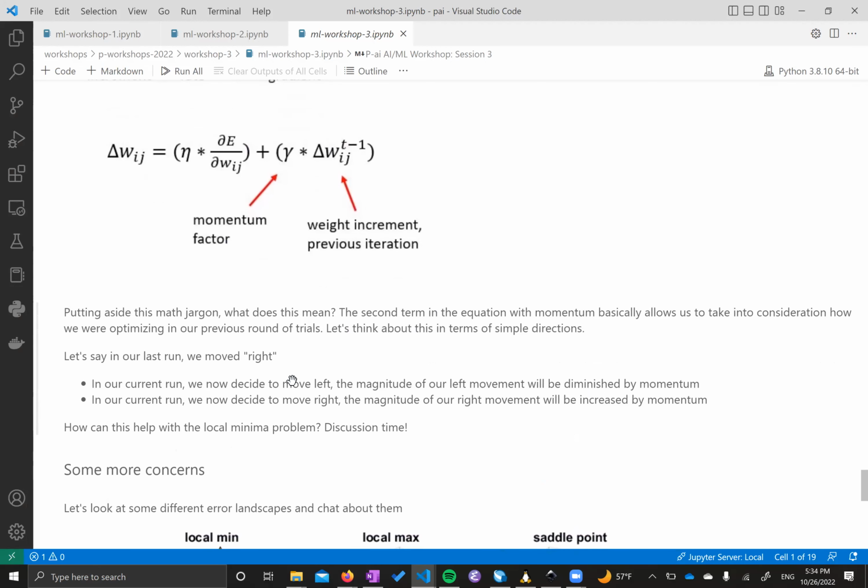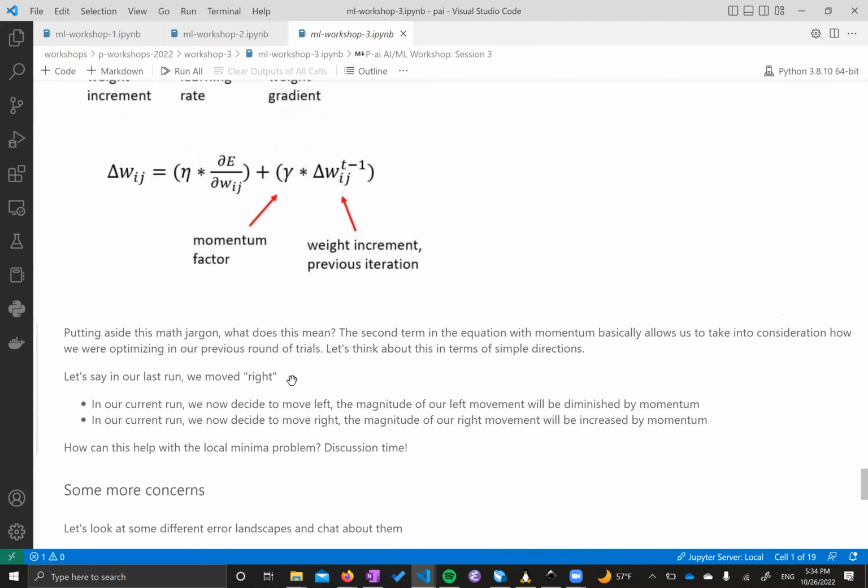But yeah, basically, that's all momentum is. It's just sort of factoring in how we're moving. If we're moving in a certain direction, we just don't want to stop. And that will just help us get out of the local minima that end up showing up. Any questions on momentum?